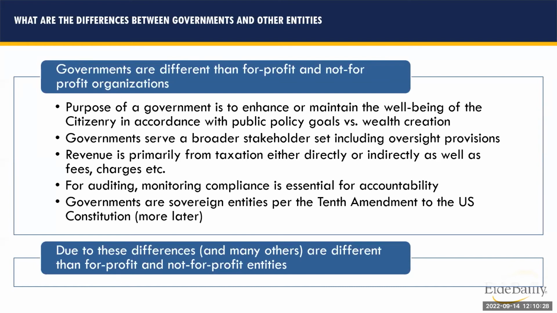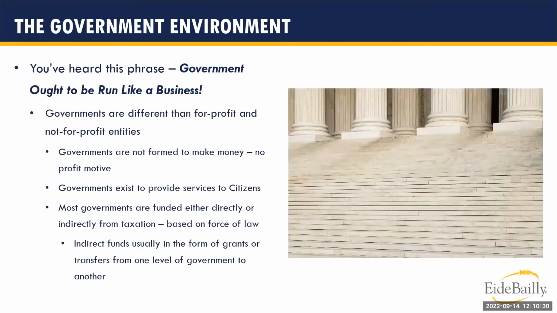Now, the purpose of government is to enhance or maintain the well-being of where we live. In most cases, we elect representatives to formulate policy, laws, regulations, and so on to achieve public policy goals. That's why the phrase public servant is used. For-profit entities have nothing to do with such activities.